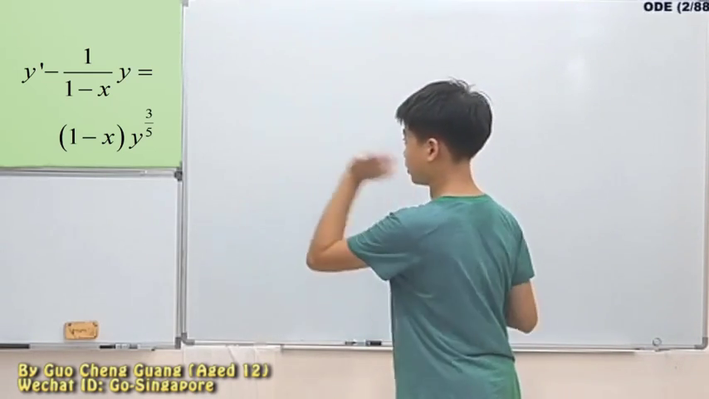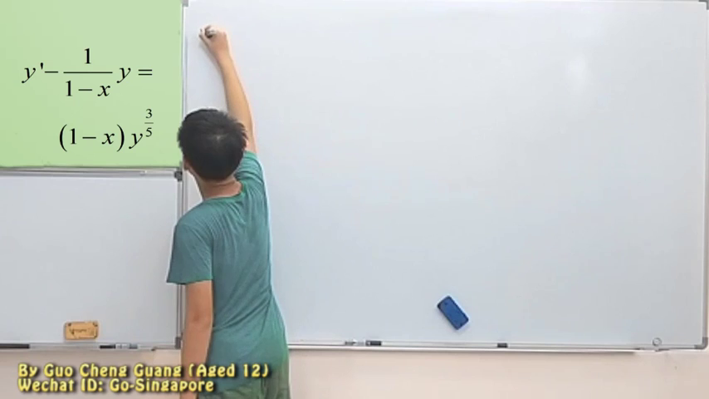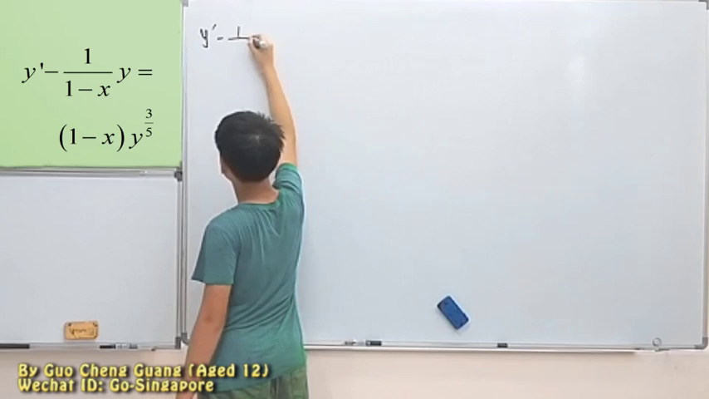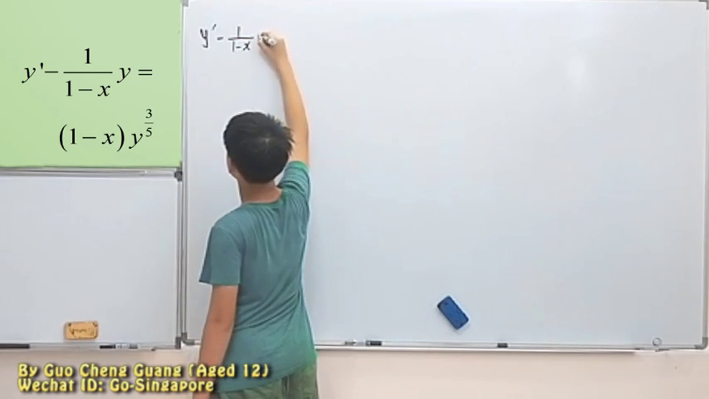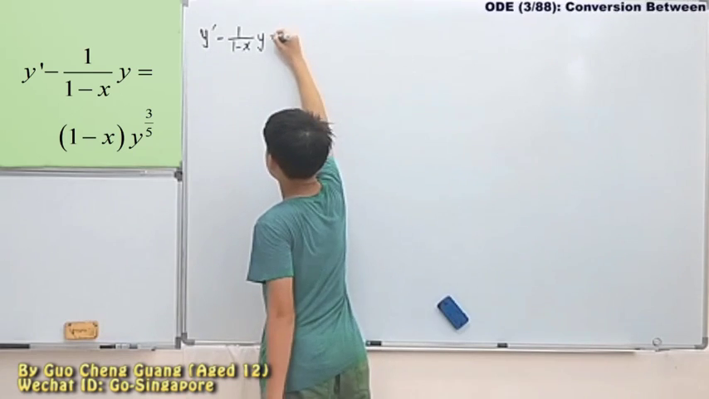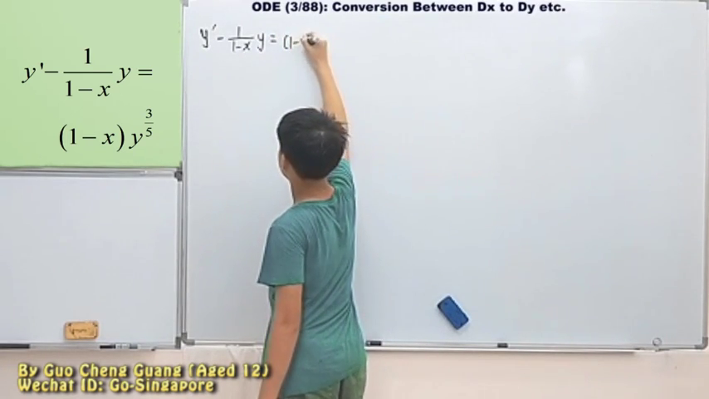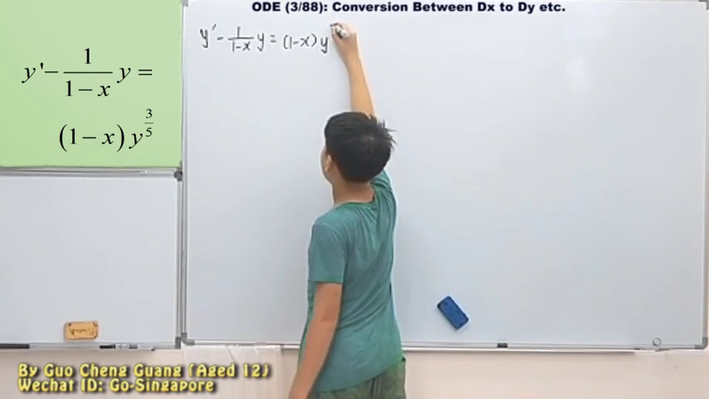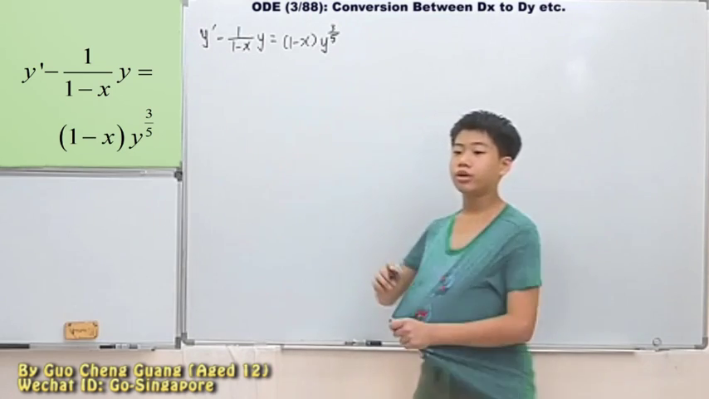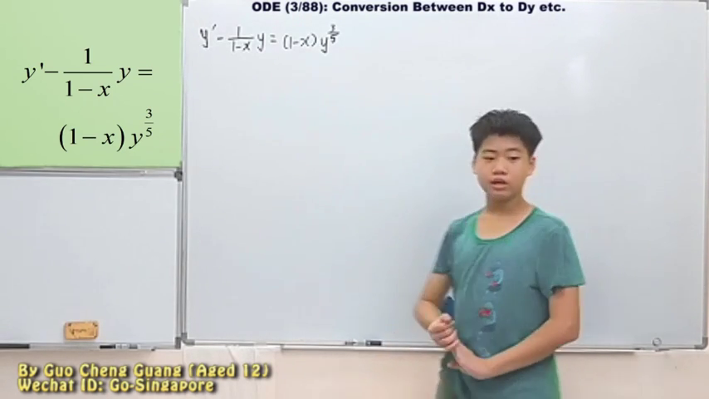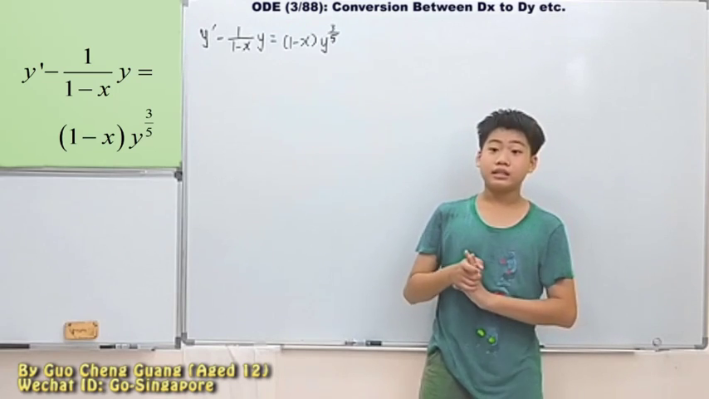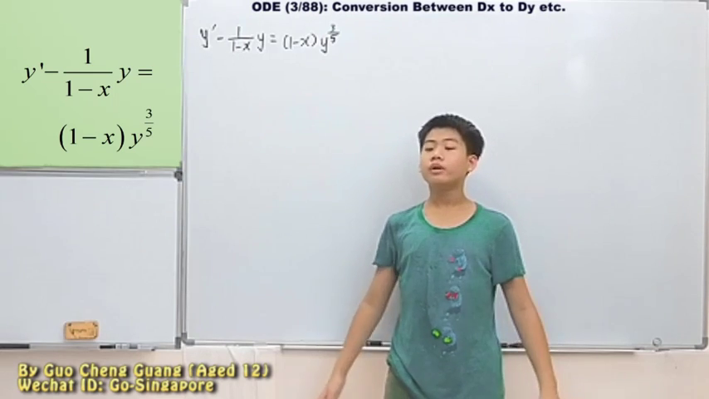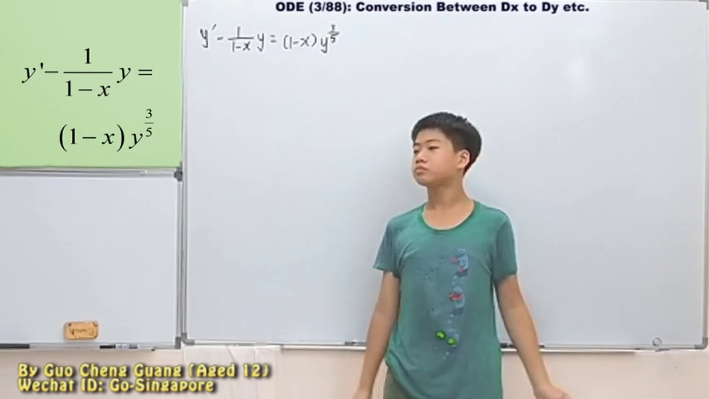Now for this example here, it is y prime, prime means first derivative, minus 1 over 1 minus x, then times y. And this is equal to 1 minus x, bracket together, times y to the power of 3 over 5. First things first, let's analyze this question. Then we get a general form.